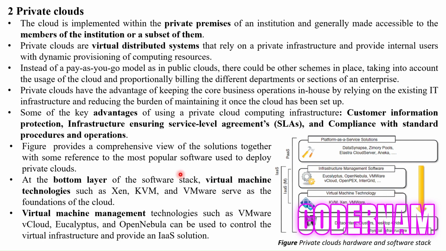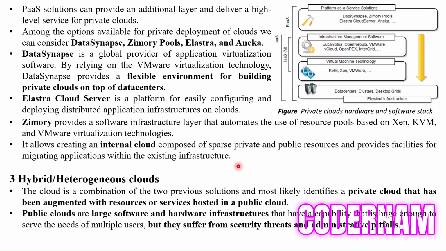At the bottom layer of the software stack, we have the virtual machine technology, which might be Xen, KVM, and VMware. They serve as the foundation of the cloud. For virtual machine management, there are technologies such as VMware vCloud, Eucalyptus, and OpenNebula, which can be used to control the virtual infrastructure and provide the solution for it. Then, among the options available for the private deployment of the cloud, we can consider DataSynapse, Zimory Pools, Elastra, and Aneka.